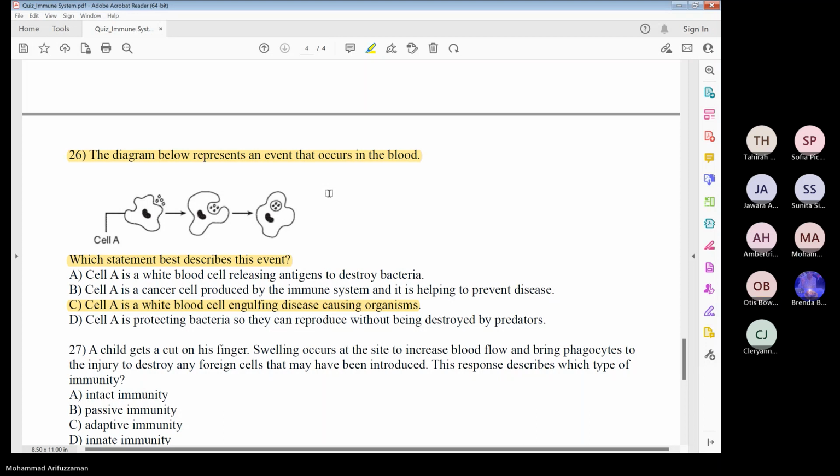So following a skin injury, these macrophages migrate to the site of infection and engulf the pathogens. So this can happen outside the blood. Okay.